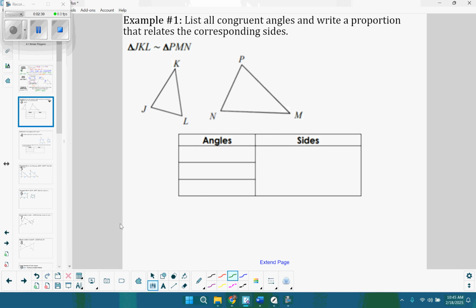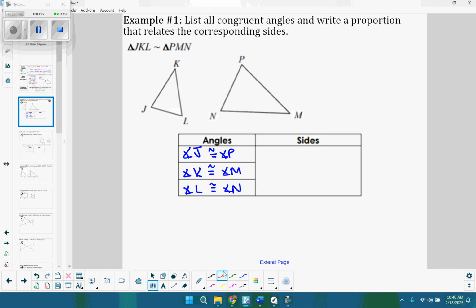We're going to list all the congruent angles and write a proportion that relates the corresponding sides. I'm going to use my similarity statement to do this. The J is in the same place as the P, so angle J is congruent to angle P. The K is second, the M is second, so angle K is congruent to angle M. And the L is third and the N is third, so angle L is congruent to angle N.